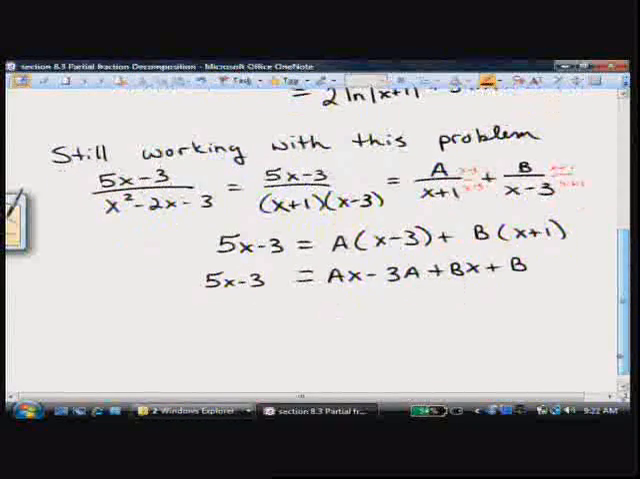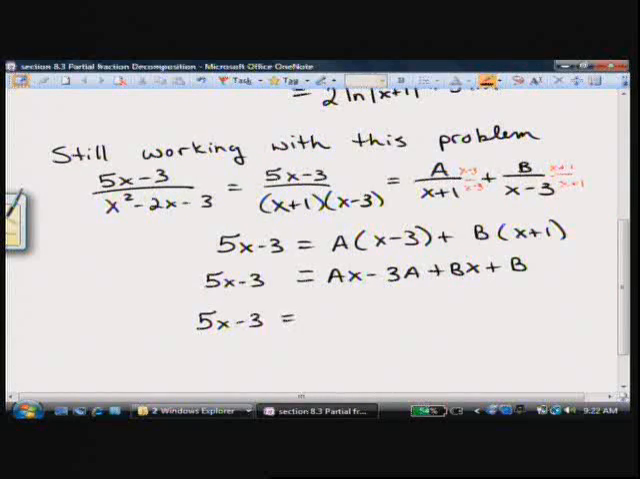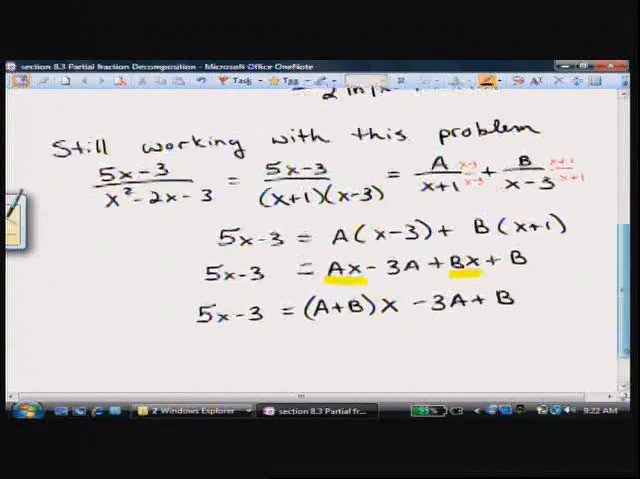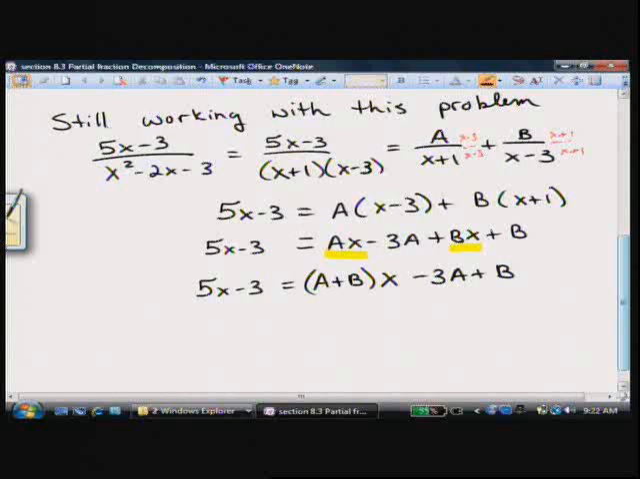And then you can see this is 5x minus 3. If you group the x parts, you'll see that you have ax plus bx. So you can write this as a plus b times x, and then you still have the minus 3a plus b. Okay. And then as you look at this expression, you know that a plus b will have to be equal to what? What does a plus b have to be equal to?